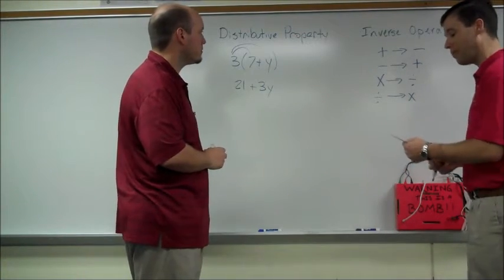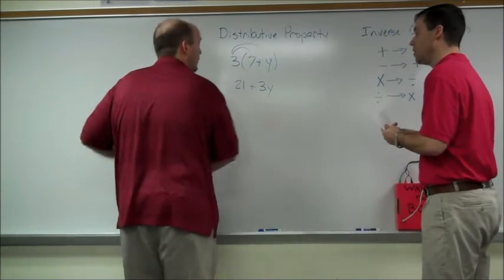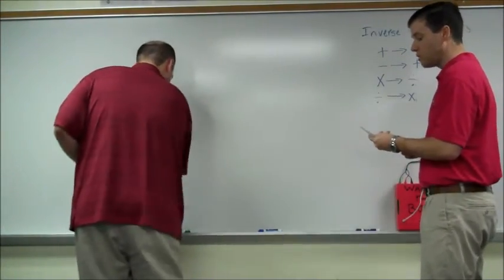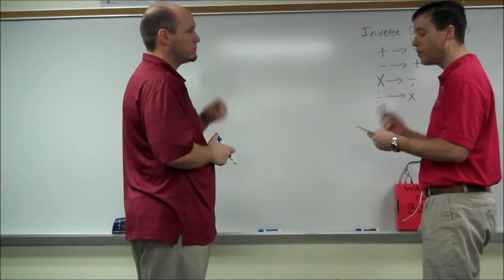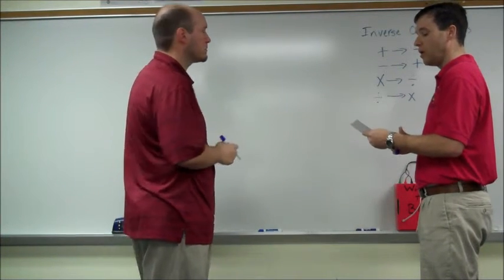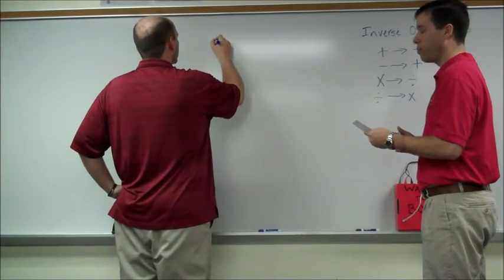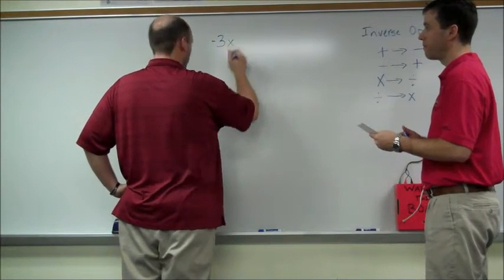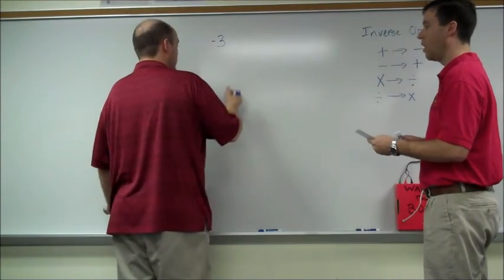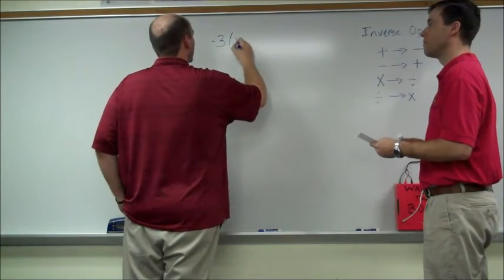So these are the problems that the bomb gave us. All right, let's check them out. The first one says, use the distributive property to write an equivalent expression to negative 3 times the sum of x and 5.